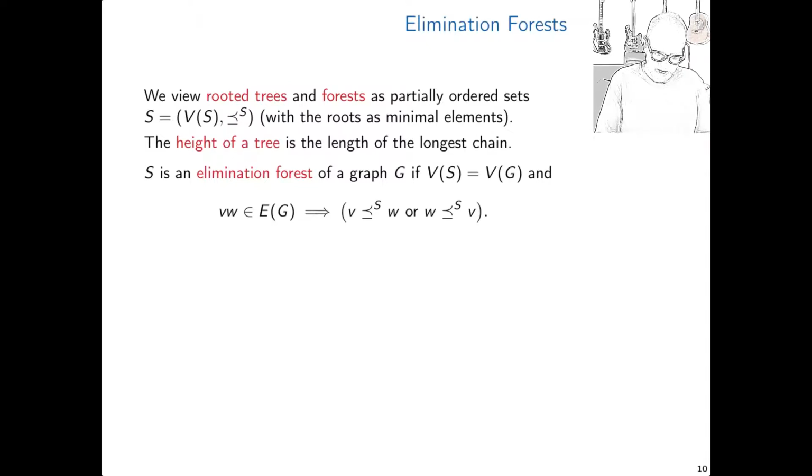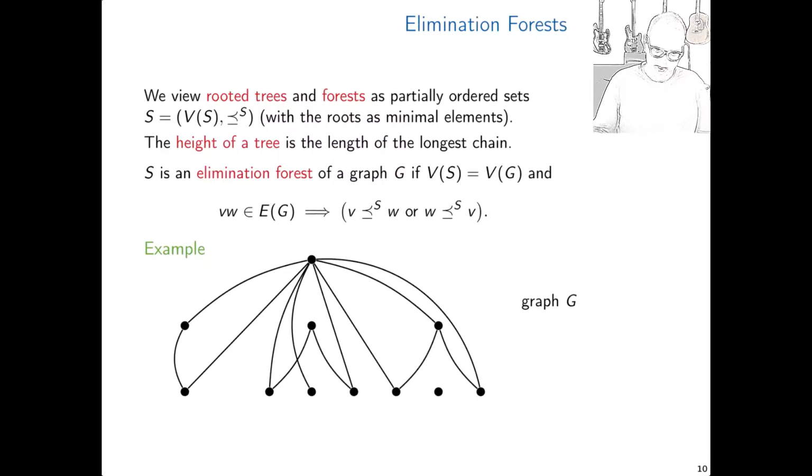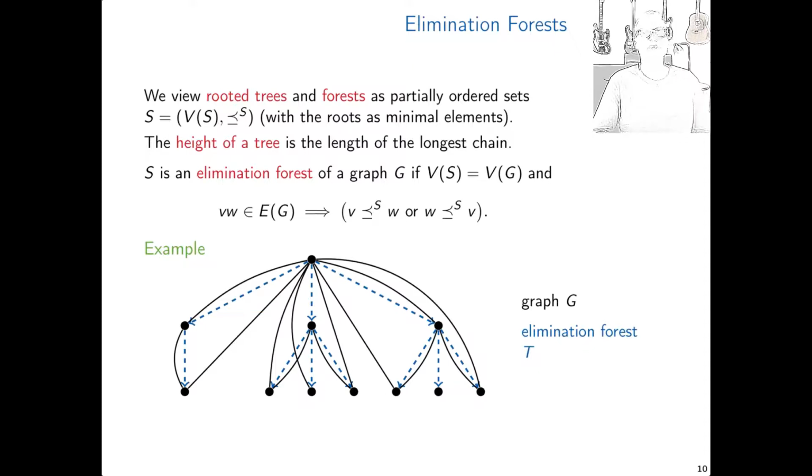such that there's an edge between two vertices only if they are comparable in the partial order. So if there is an edge, then either v is smaller than or equal to w, or w is smaller than or equal to v. That would make a forest an elimination forest. And here's an example. We have a graph G here, and the blue tree is an elimination forest, actually an elimination tree for my graph. So you only have edges between nodes and their predecessors.